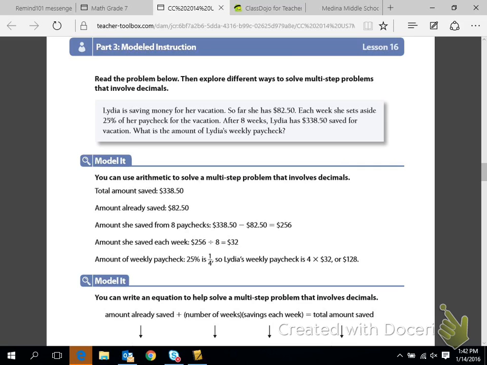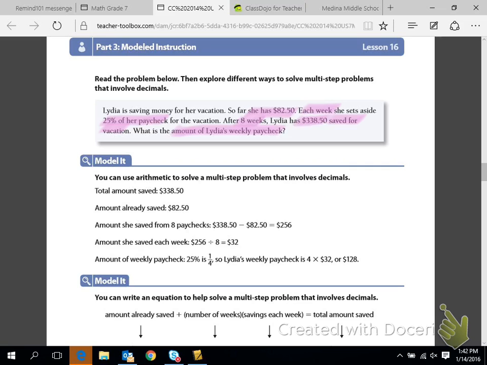Again, we can highlight important information. She has $82.50. Each week, she is going to set aside 25% of her paycheck. We are going to do this for 8 weeks. And Lydia has $338.50 saved for her vacation, so that's like a total. We want to know what is the amount of Lydia's weekly paycheck. So you can use arithmetic to solve a multi-step problem that involves decimals. We're, again, listing out the information that we know and somewhat working backwards.